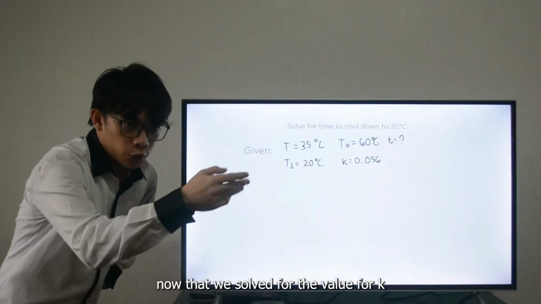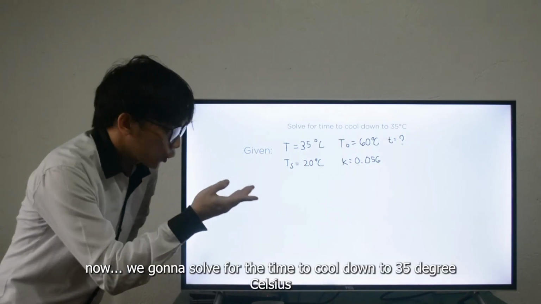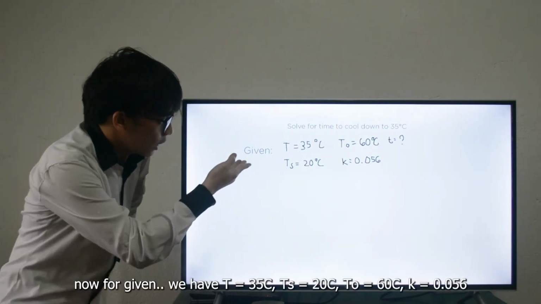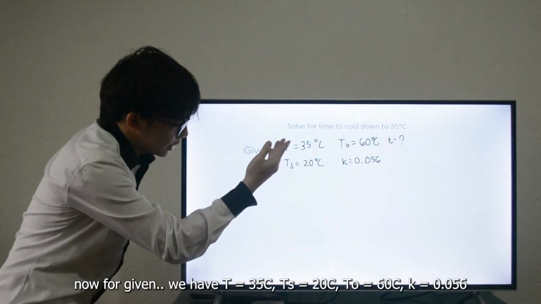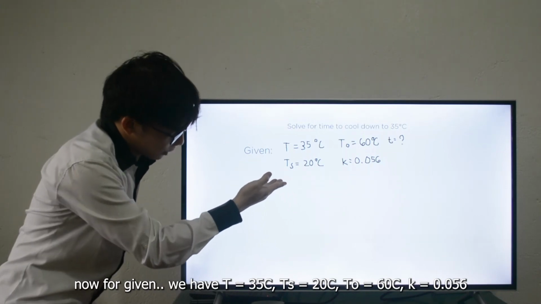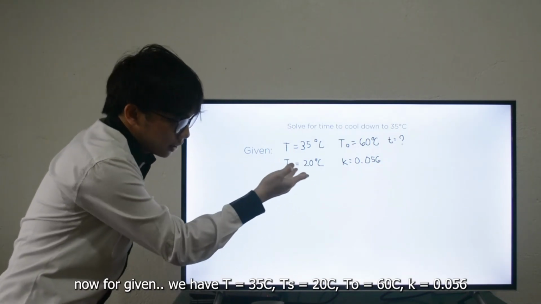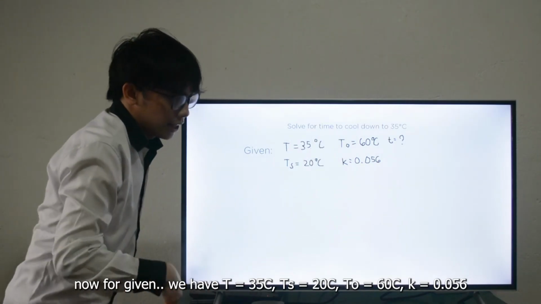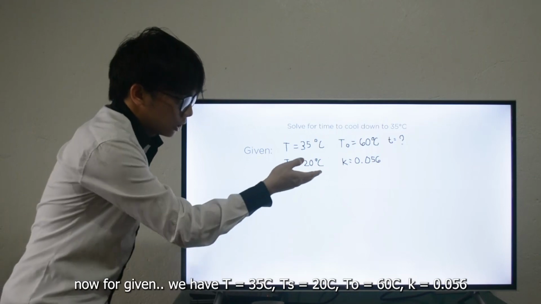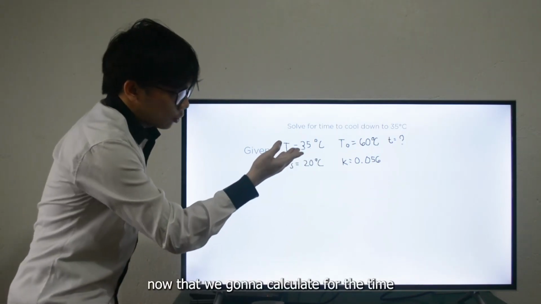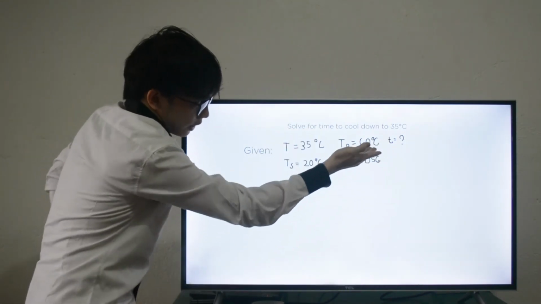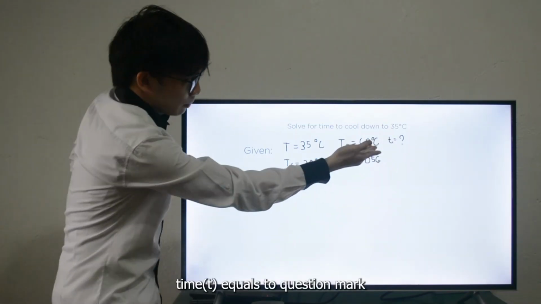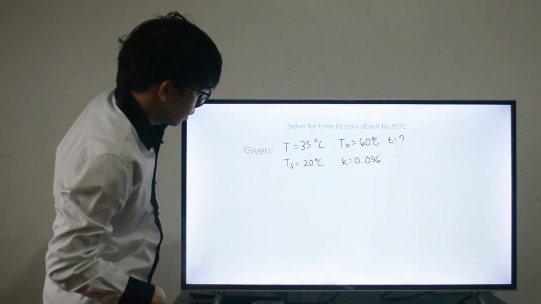Now that we have solved for the value of k, we're gonna solve for the time to cool down to 35 degrees Celsius. Now for the given, we have T equals 35 degrees Celsius, T sub s equals 20 degrees Celsius, T sub 0 equals 60 degrees Celsius, and our k equals 0.056. Time is equals to question mark.